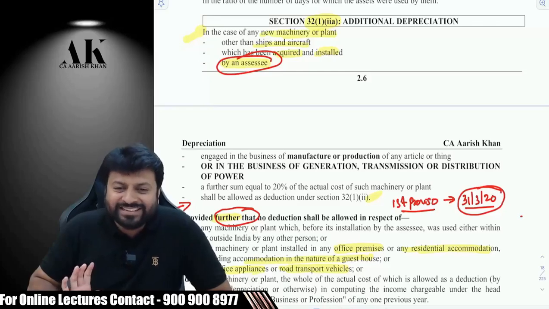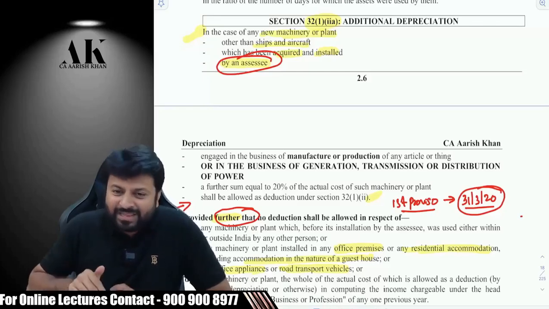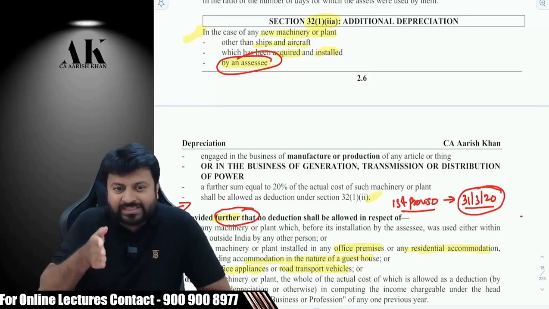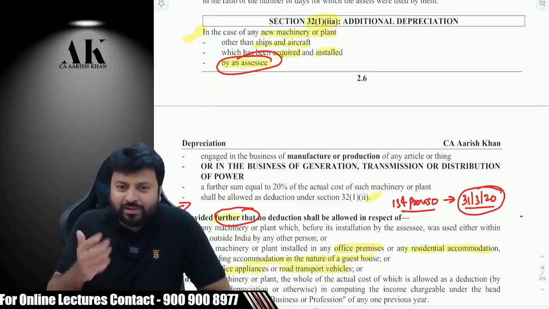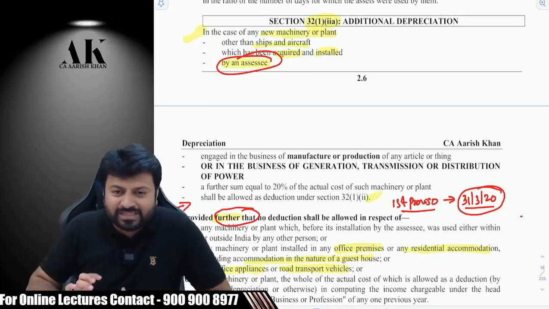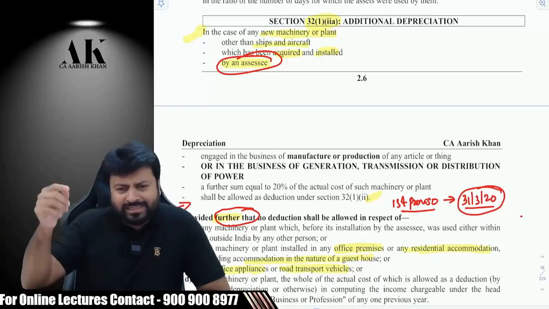Is it clear? But that proviso is not applicable now, because that benefit was restricted till which date? 31st March 2020. Therefore, ICAI has removed that proviso from the syllabus. Is it clear? I hope you can check in the income tax law. It is mentioned over there.